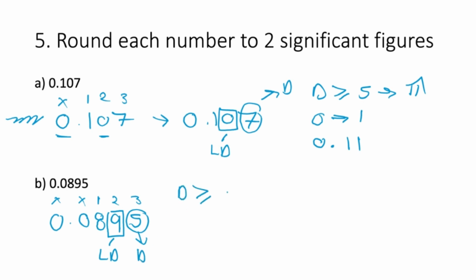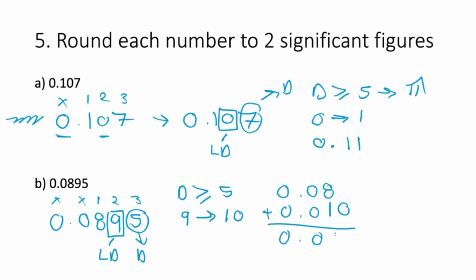Since the decider has to be greater or equal to 5, and in this case the decider is 5, we round 9 upwards to 10. Like we did before, we carry the 1, so 0.08 plus 0.1, since the 9 turns into a 10, so then your answer would be 0.09.